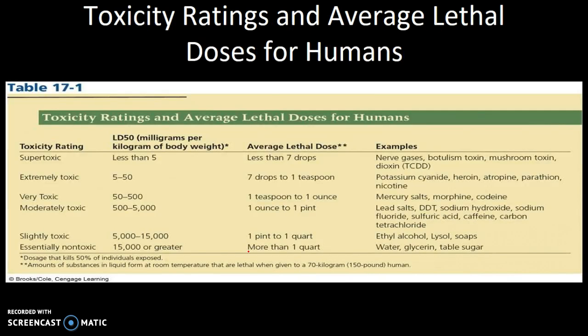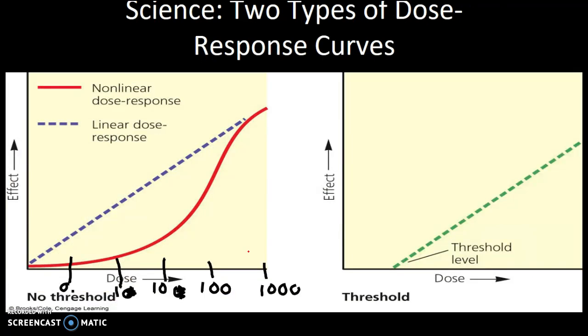So here are a couple of average toxic ratings for different substances, common substances, some of which you'll be familiar with. On this graph, I've shown you a nonlinear and a linear dose response curve. There are a couple of key terms here. On this one, I drew in a logarithmic scale to show you what it should look like. That's the graph on the left I'm talking about right now. This is a nonlinear dose response.